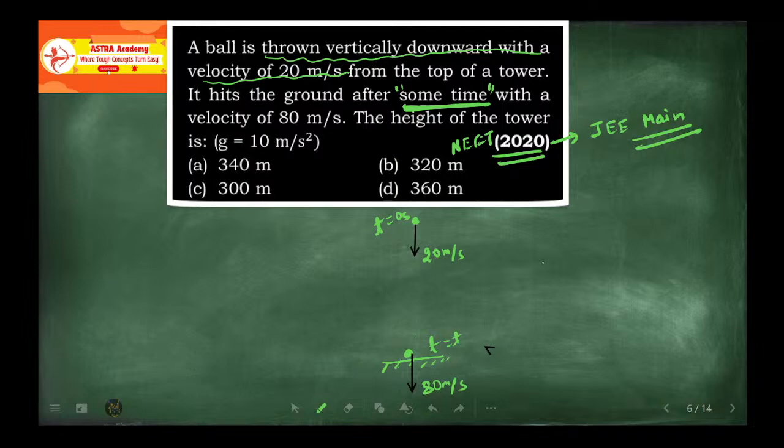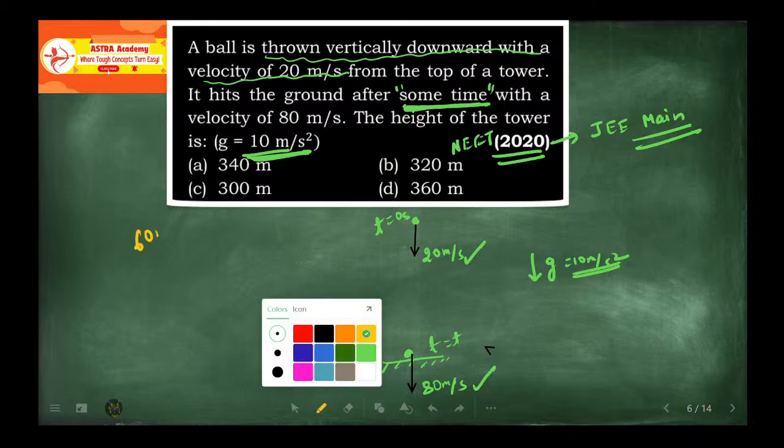Now one thing is for sure, that the value of the acceleration due to gravity will be 10 meter per second square only. Yes or no? g is taken as 10, they are already mentioning it. So if each second the velocity increases by 10, and the ball is thrown vertically downward, how much time will it take from 20 to 80? Obviously, the velocity has increased by 60 meter per second, and each second it increases by 10, so it will take 6 seconds.